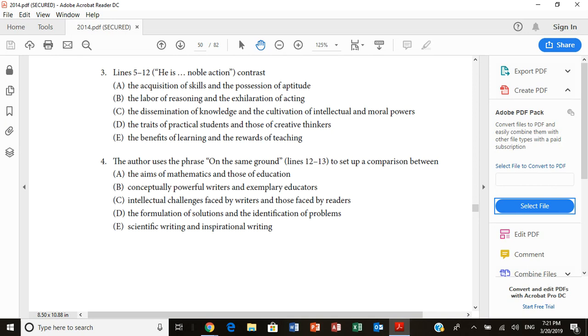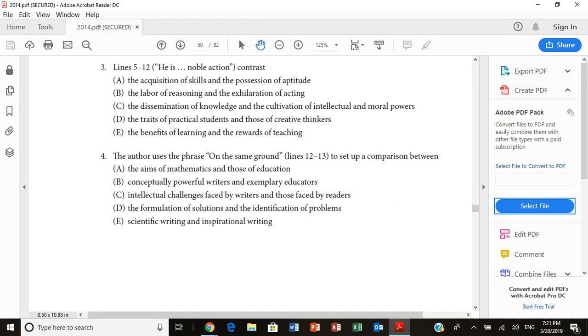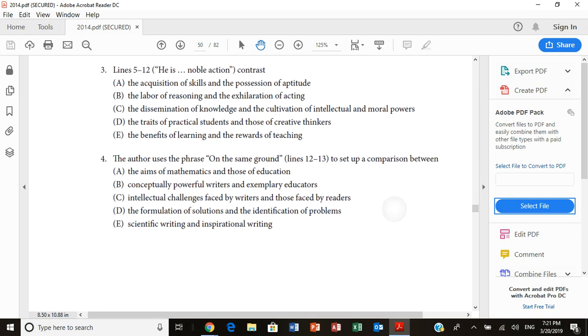Are any of the other ones in the running? The labor of reason and the exhilaration of acting. We don't really have any mention of acting there, okay? And the acquisition of skills and the possession of aptitude. We don't have the acquiring of certain skills. Far more is said about how to gain knowledge and apply that knowledge. So A is probably the second best answer, but C is clearly a more accurate answer for this question.